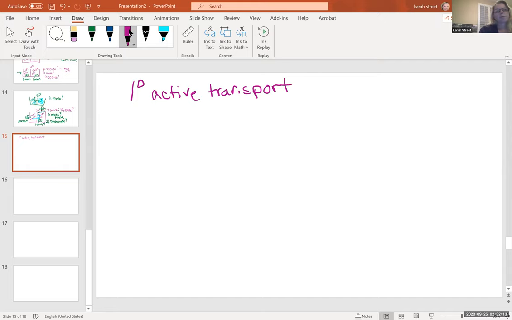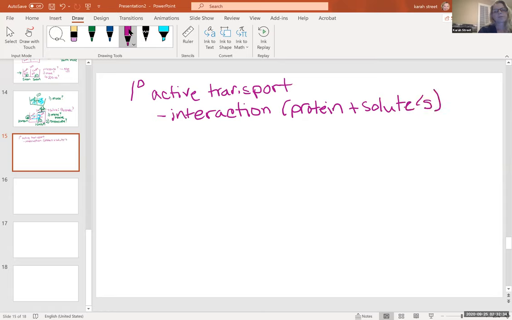Primary active transport still requires some sort of interaction between the protein and the solute, the protein that's moving the solute, or solutes in this case. And that means we're going to have a transport maximum. That means the number of carriers or number of pumps in this activity will be the rate limiting factor. Primary active transport also needs ATP.